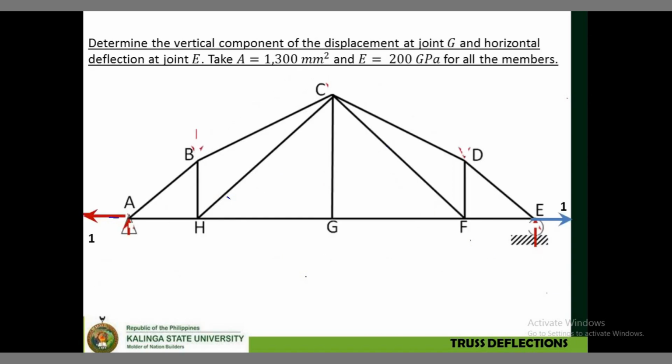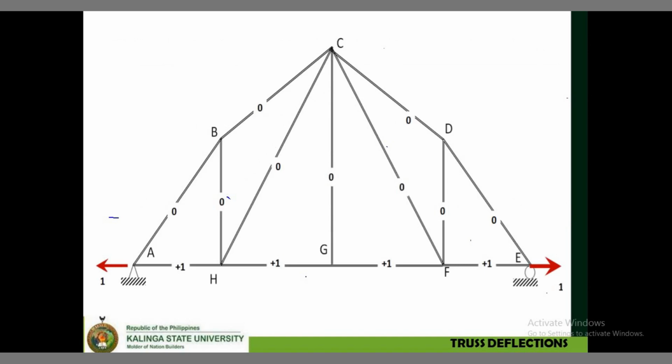solve for the values for each member. And lumabas sa analysis ko ay ito. Mayroon akong value na na-solve sa bottom chords. 0 na yung mga ibang members.